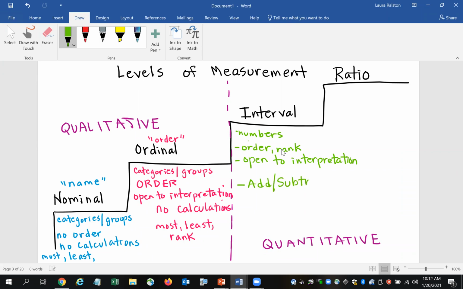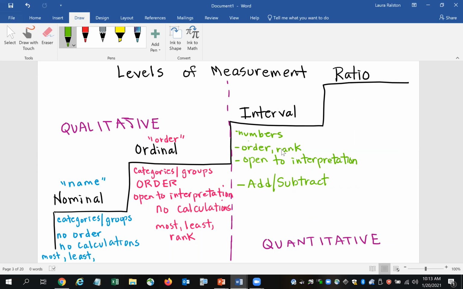But because we're dealing with numbers, we can begin at the interval level to add and subtract. I could talk about how Susie is so many inches taller than Johnny, or that Stephen is 3 years younger than Evelyn. So you can begin to make comparisons through addition and subtraction, talk about which one is more, which one is less, shorter, taller, those kind of things.